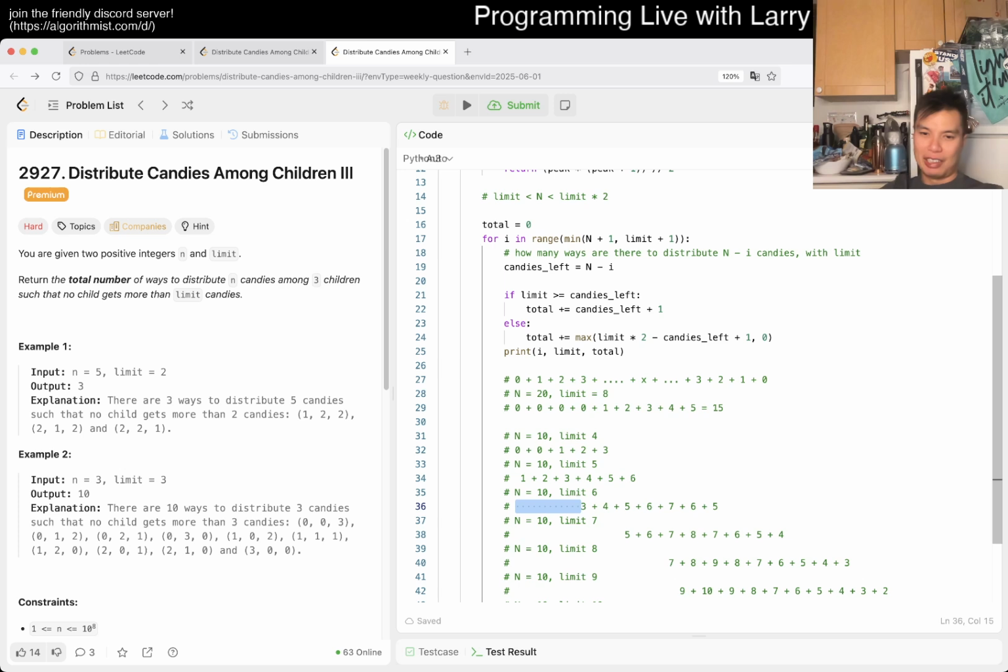Just eating candy like crazy. Okay, I mean, this is an awkward formula.